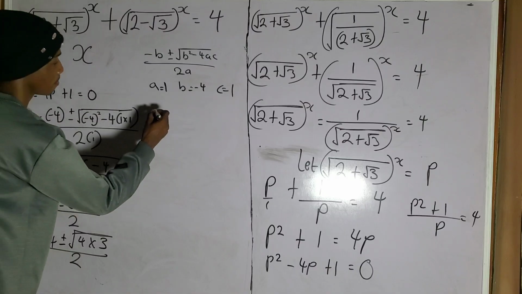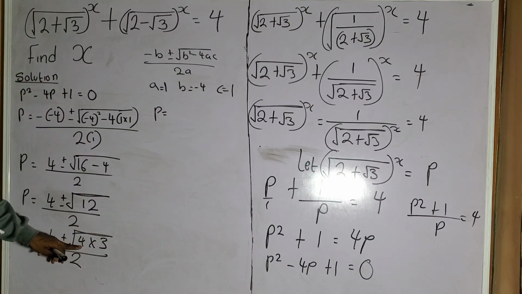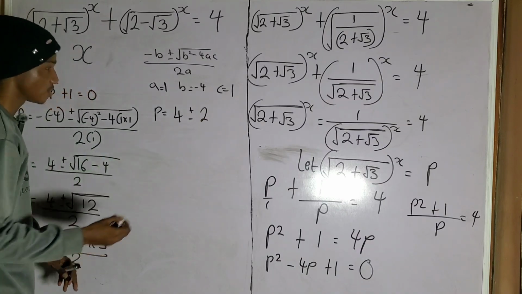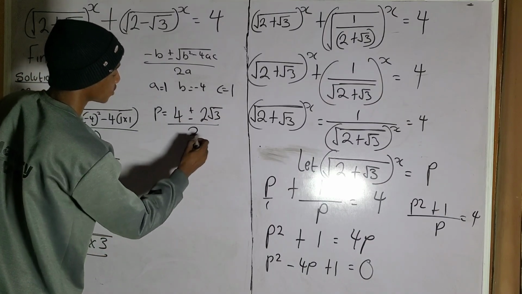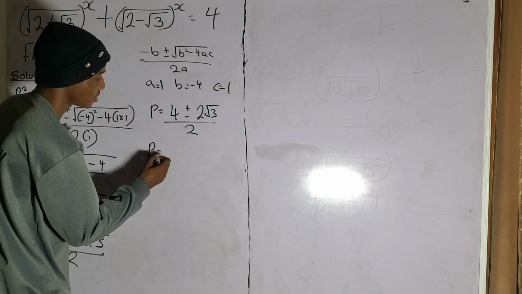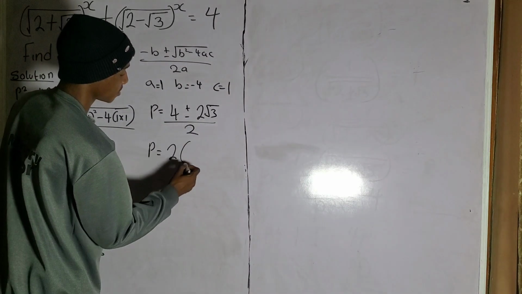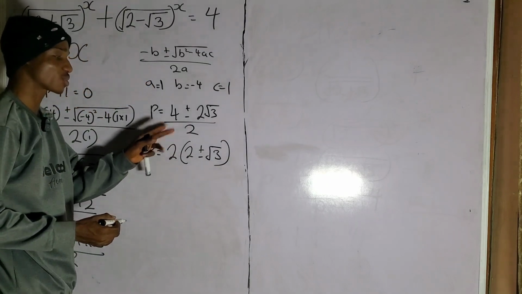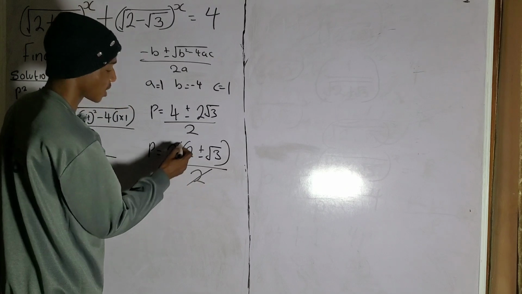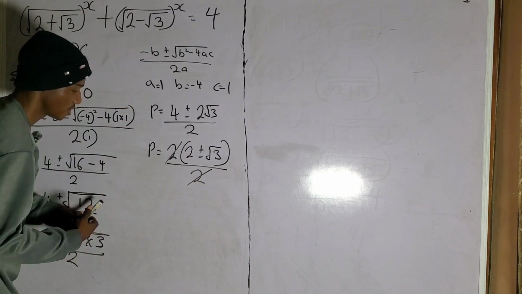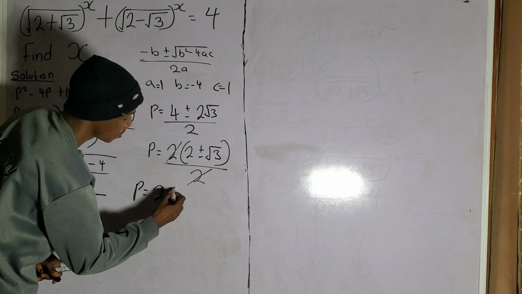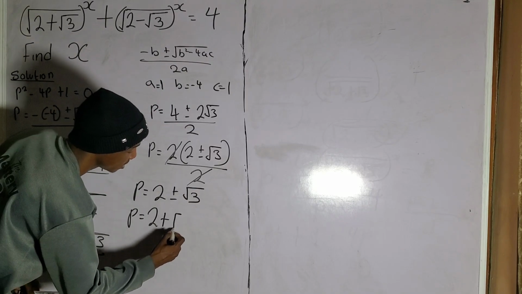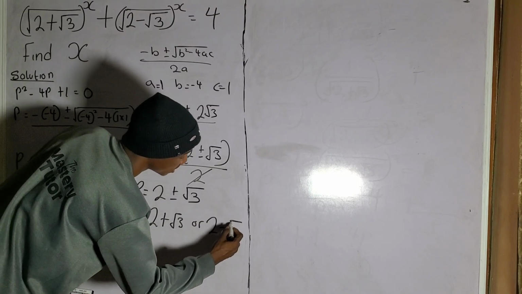Now, p will be equal to 4 plus or minus... square root of 4 is what? 2, right? So I'm going to have 4 plus or minus 2 root 3, all this all over 2. I'm going to have p is equal to 2 multiplied by 2 plus or minus square root of 3. All I did here was that I just factorized 2. This over 2, this will cancel this. So I'm going to have p is equal to 2 plus or minus square root of 3. That means p is equal to 2 plus root 3 or 2 minus root 3.